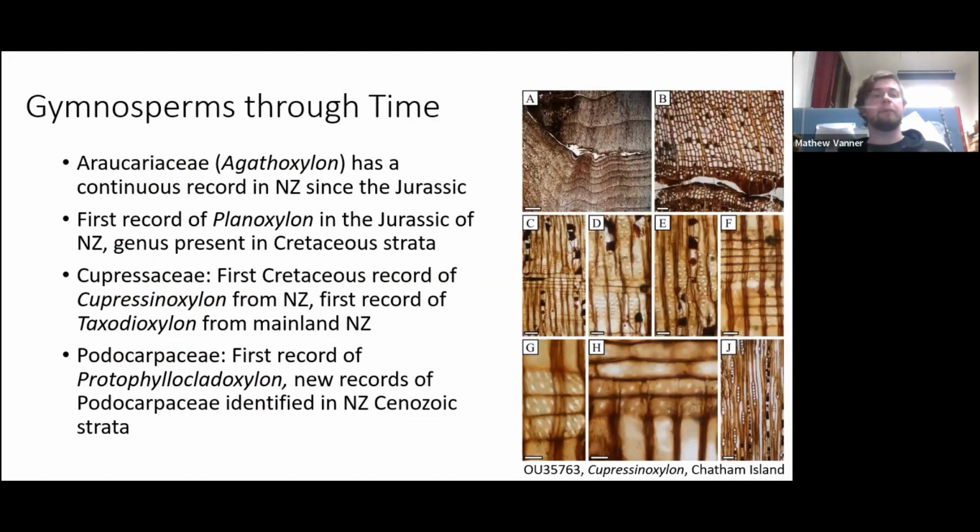Right, moving on, and we're just going to talk about the Gymnosperms. So, Tom, I realise that we're getting towards the end of the talk. Araucarioxylon has a continuous record. The Eucalyptoxylons have a continuous record in New Zealand since the Jurassic.